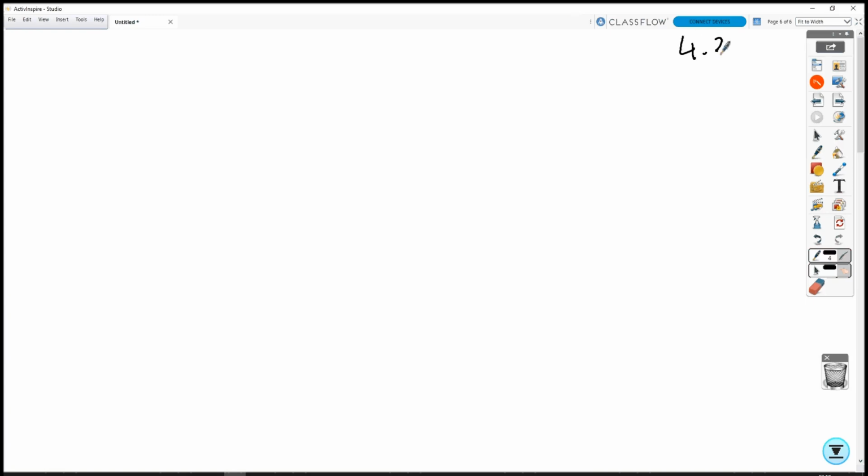This is 4.2.2, Young's modulus of elasticity.